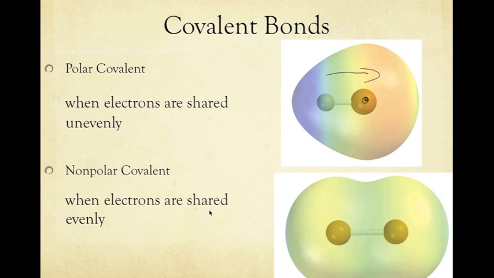Now, the nonpolar covalent bond is when the electrons are shared evenly. If you look at this picture, it's a nice round shape on each side, and we don't see a cone. So therefore, this is going to be a nonpolar covalent bond. So, recap: polar covalent, shifting of an electron to one side; nonpolar covalent, shared equally.